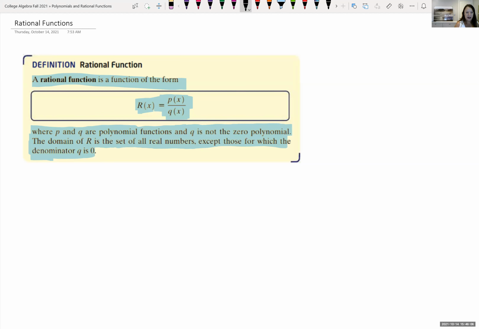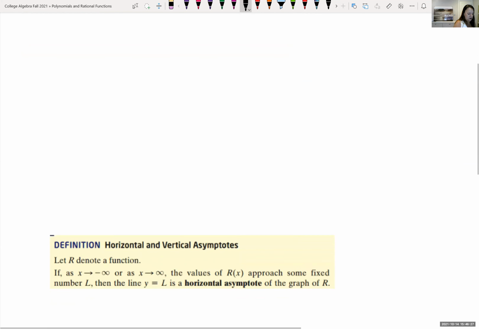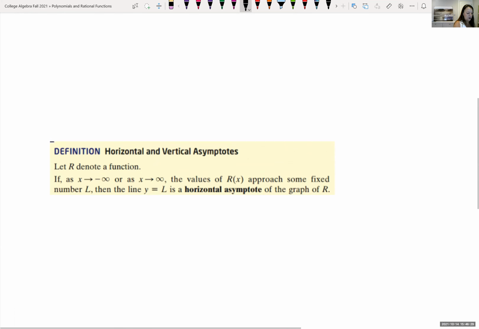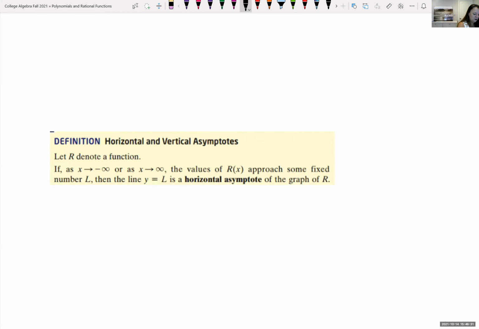Okay, so for rational functions, our function may or may not have a vertical and horizontal asymptote. So let's talk about what vertical and horizontal asymptotes are, and then let's talk about how to find those. And then we'll use those asymptotes to help us graph the functions.